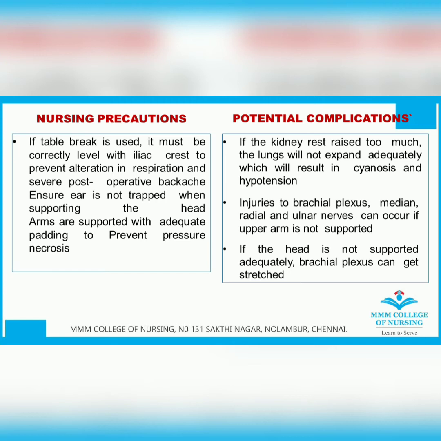Whereas the potential complications: if the kidney rest is too high, the lungs will not expand adequately, which will result in cyanosis and hypotension. Injuries to the brachial plexus and the median, radial and ulnar nerves can occur if the upper arm is not supported. If the head is not supported adequately, the brachial plexus can get stretched.